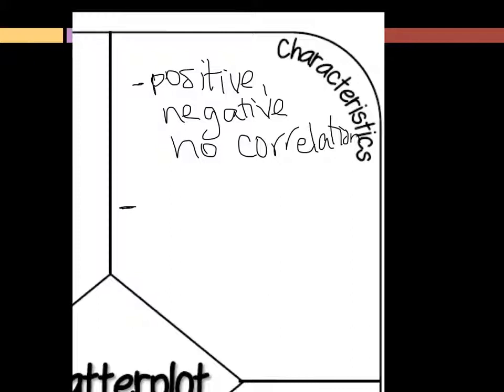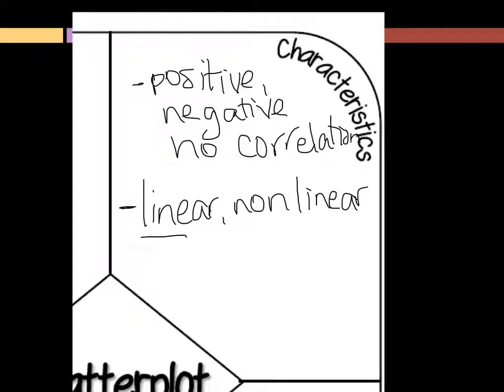Some other characteristics we can use to describe a scatter plot is if it is linear or nonlinear. We're going to work on linear and nonlinear graphs on Wednesday in class. Linear just means that our pattern goes in a line. Nonlinear means that it does not go in a line. So linear has the word line. Nonlinear means it's not in a line.